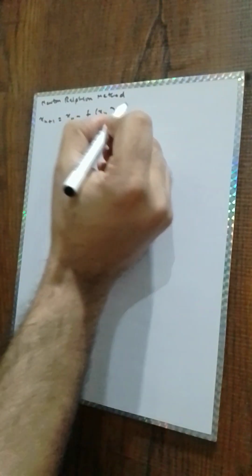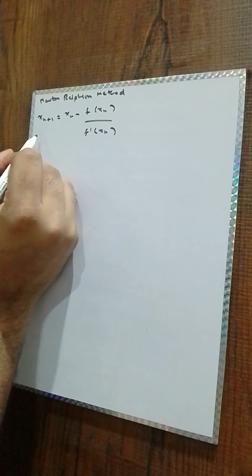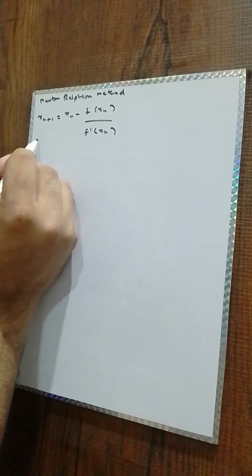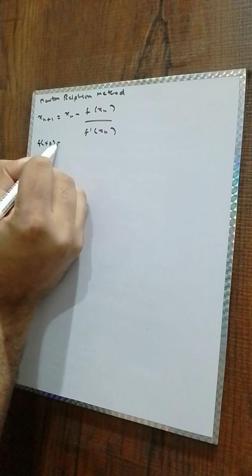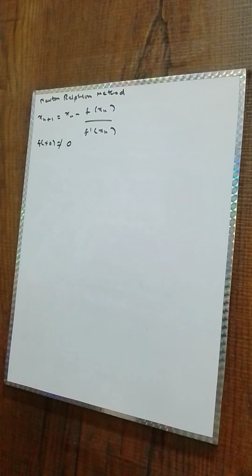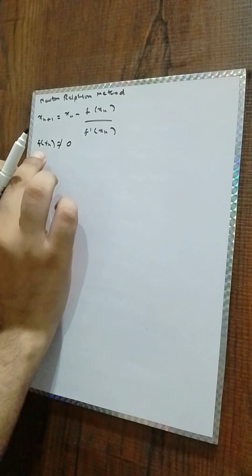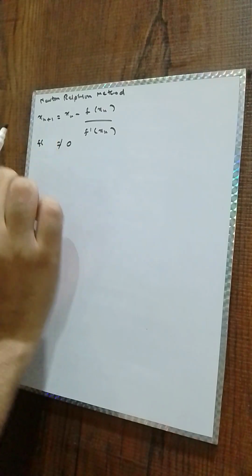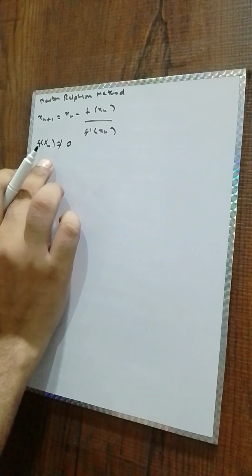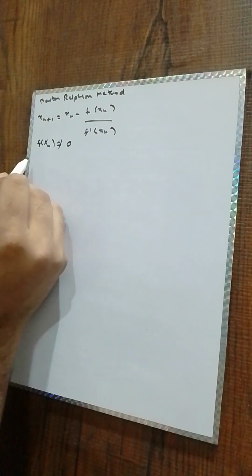Okay, and the condition for this to be valid is that the function at x naught should not be 0. The function at xn should not be 0. At this nth point, the value of the function should not be 0. This is the condition for this theorem.